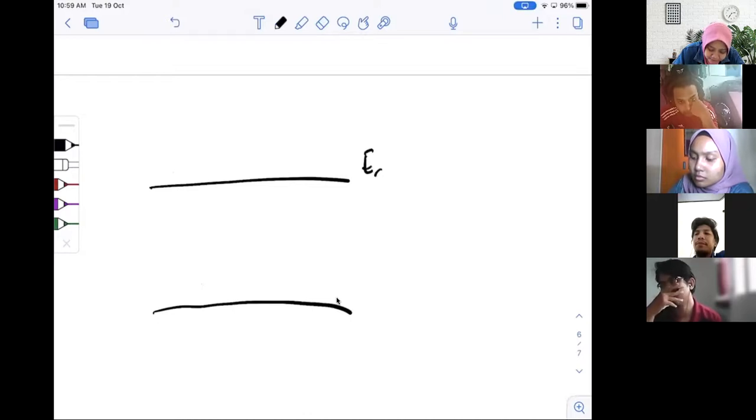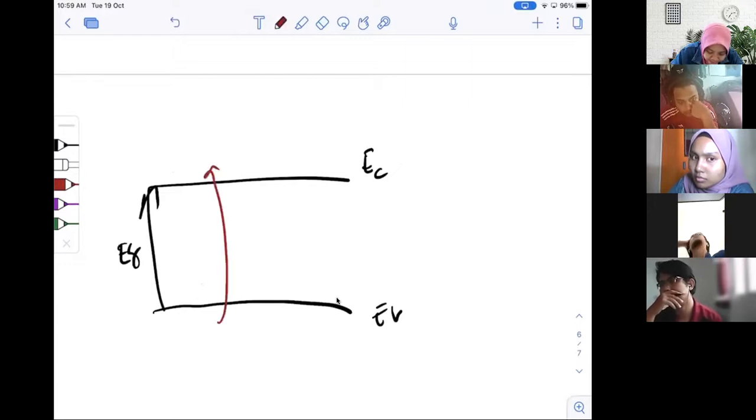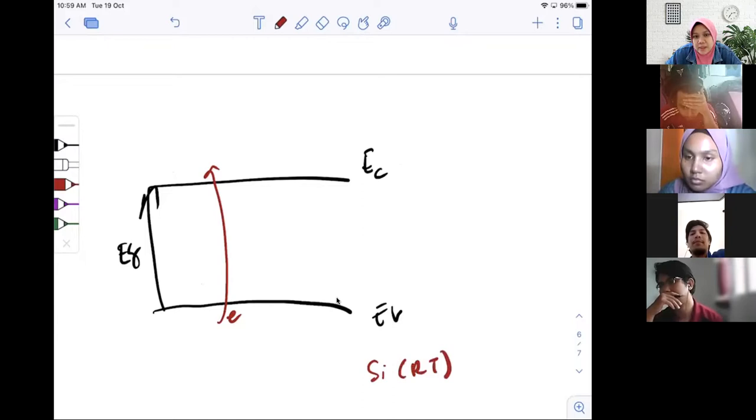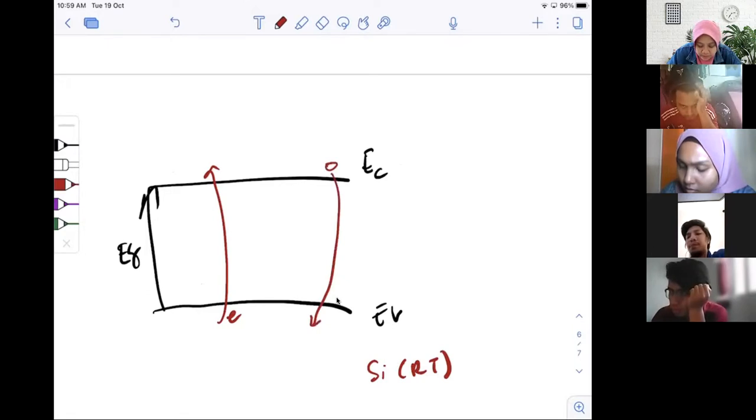So this is the conduction band, this is the valence band. So this is a band gap. At room temperature, there will be some electrons that will be able to be excited, like silicon at room temperature. There will be electrons that will be excited to go to the conduction band. There will be holes that will be left in the valence band.